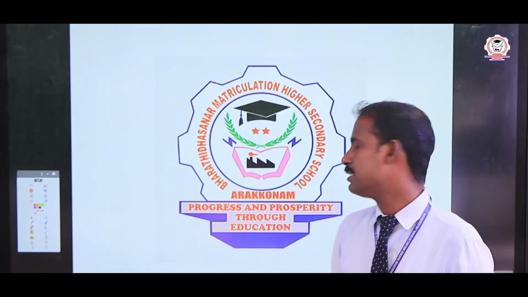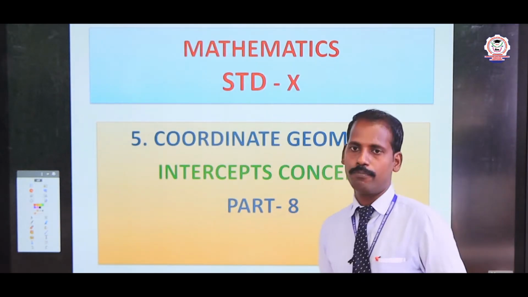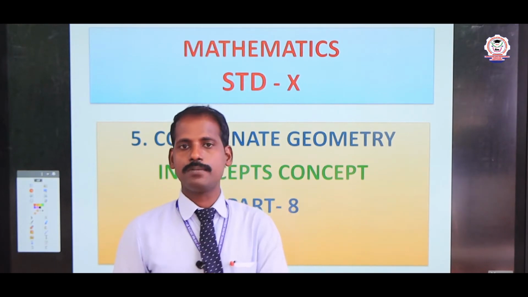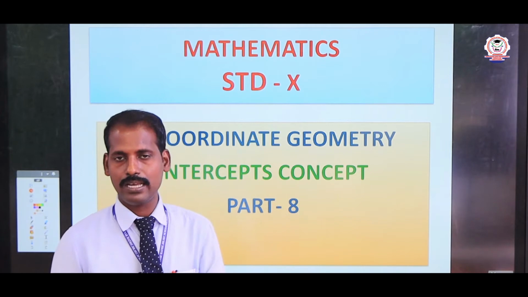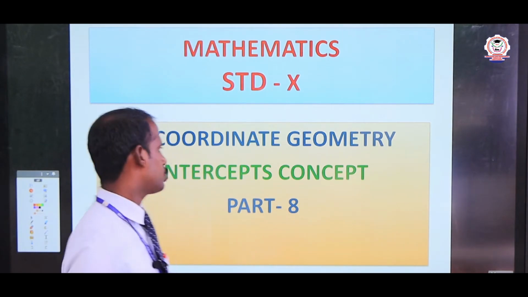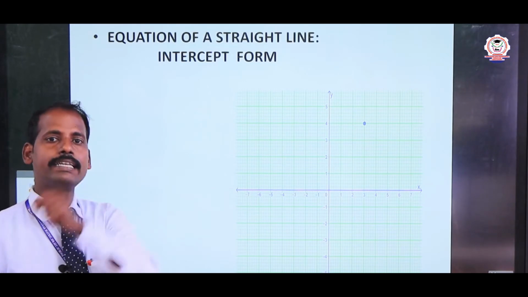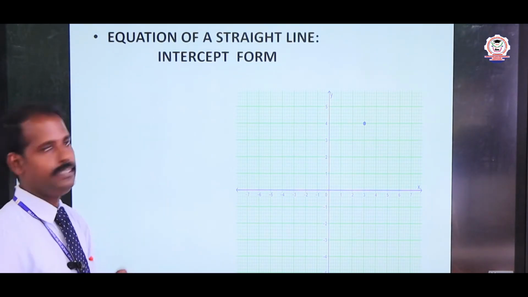I am going to teach 10th standard mathematics, coordinate geometry, intercept form part A. We already know that the equation of a straight line is x by a plus y by b is equal to 1. That is the intercept concept. Now we discussed the intercept concept of the sums. So what is the equation of a straight line in intercept form?